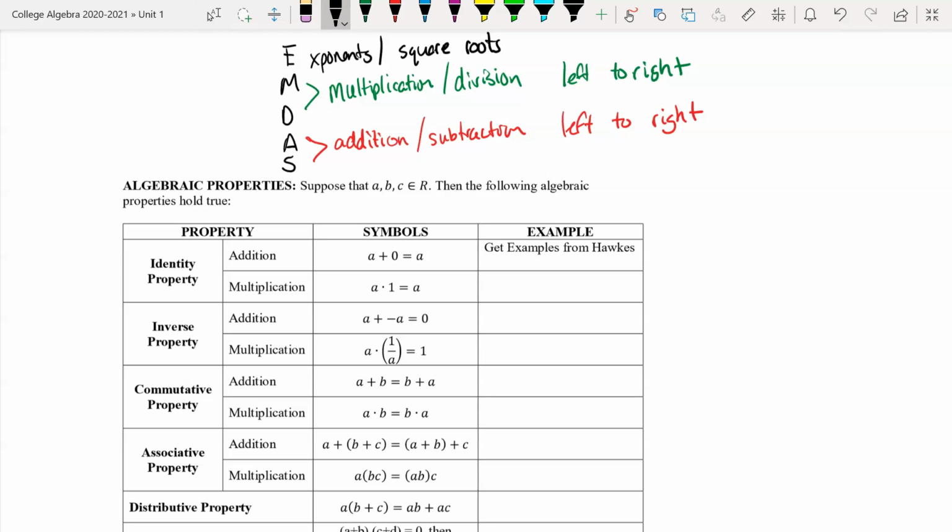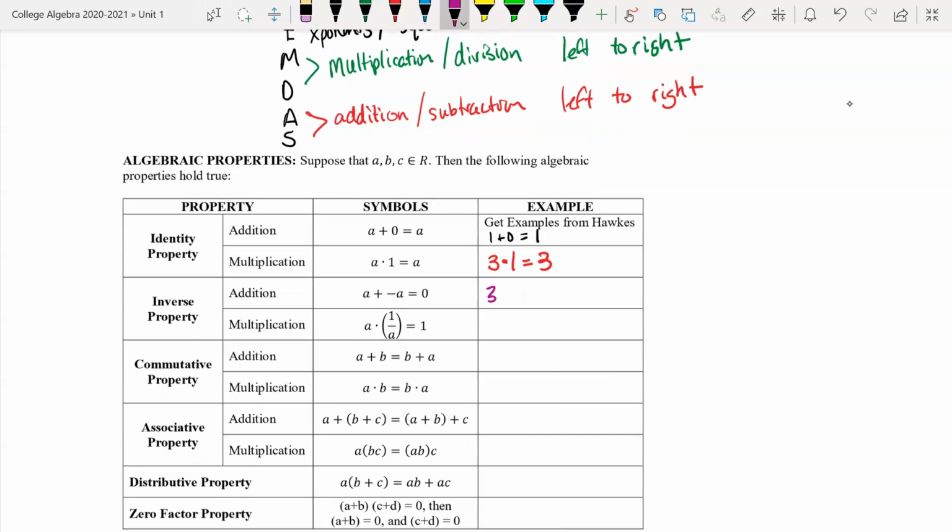If you see the identity property of addition, an example would be 1 plus 0 equals 1. If you see the multiplication property, it's the identity property. Anything times 1 is going to equal itself. So 3 times 1 equals 3. Inverse property: if I had 3, now I'm going to do the inverse of 3, which would be negative 3. I should get 0. Same with multiplication inverse property. This one's a big one.